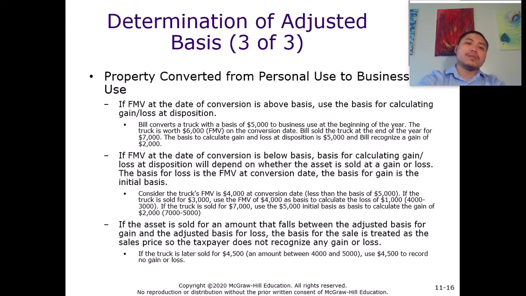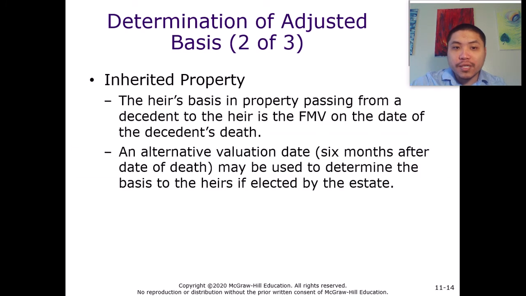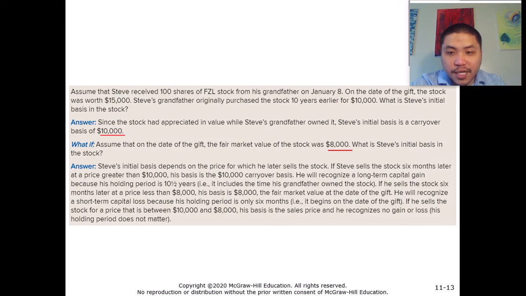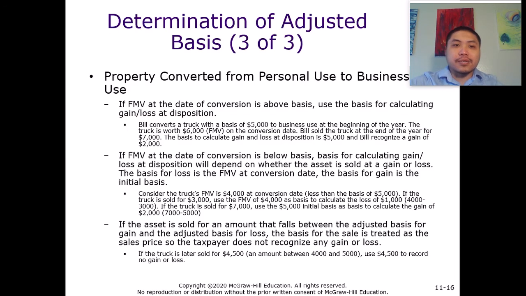So then, what if the selling price, the realized amount, is in between $4,000 and $5,000? Similar to the other example that we saw, in this one it says if he sells the stock price between $10,000 and $8,000, his basis is going to be the sell price, and he recognizes no gain or loss. This is exactly the same as our case in converting personal use to business use properties. It is exactly the same.